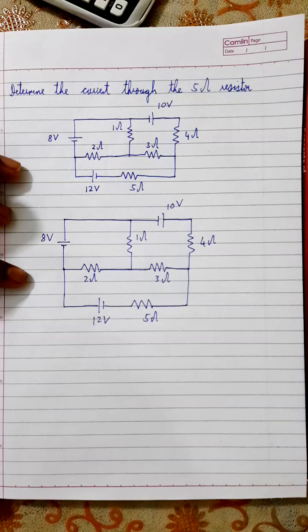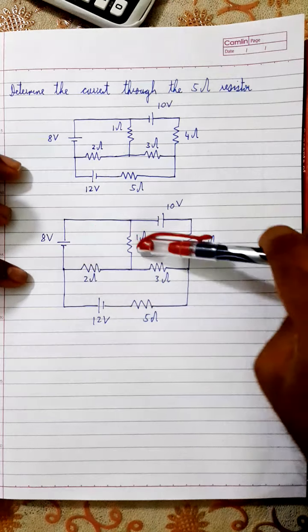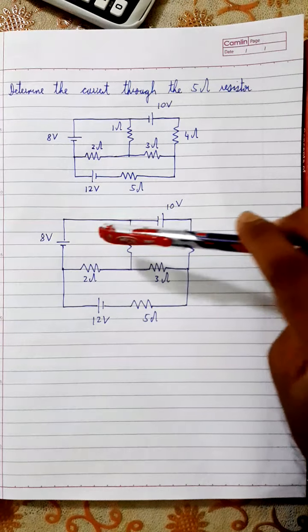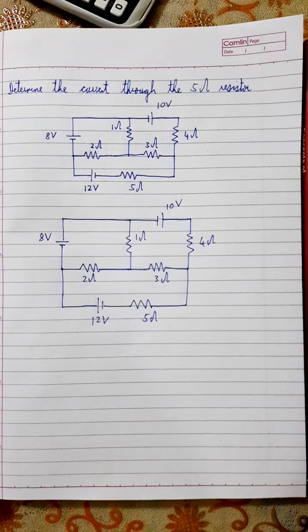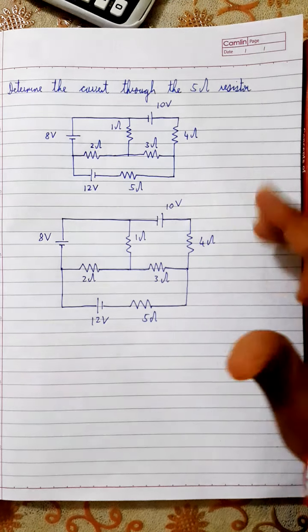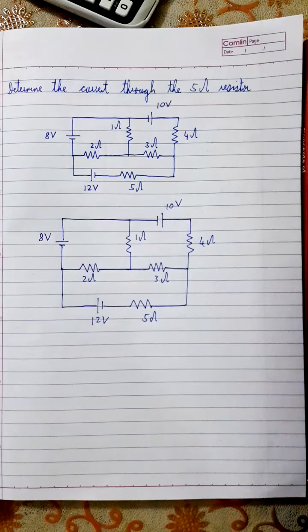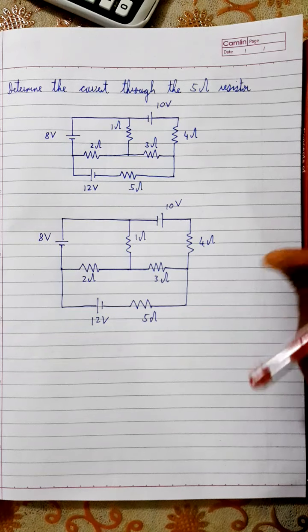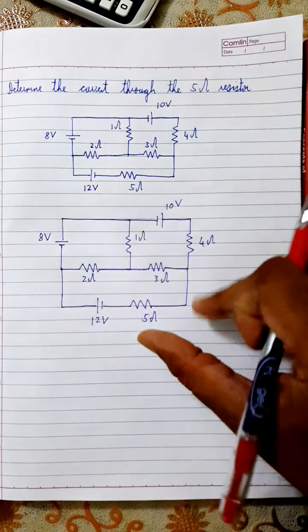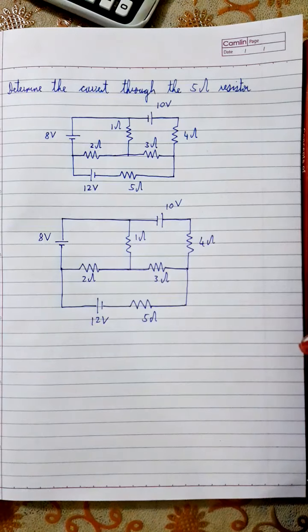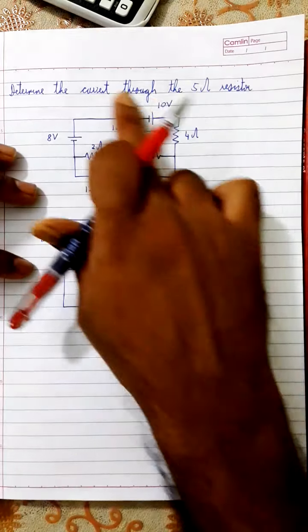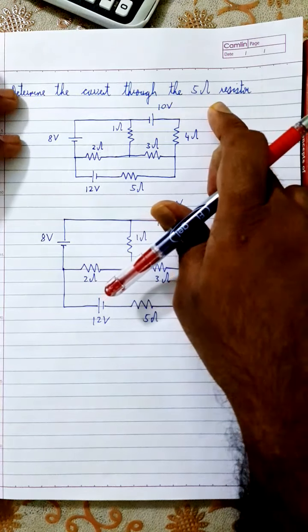As usual, the first step is that I'm going to mark each and every mesh with my current direction, and of course you can mark any current. You can give the name of the current any way you want. It can either be I1, I2, I3, or anything else. The final answer will always be the same, because here they said find the current through the 5 ohm resistor.